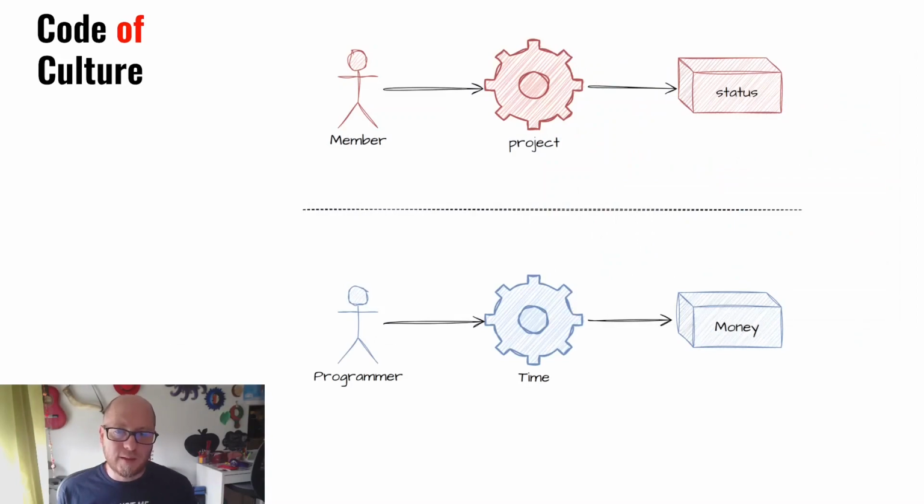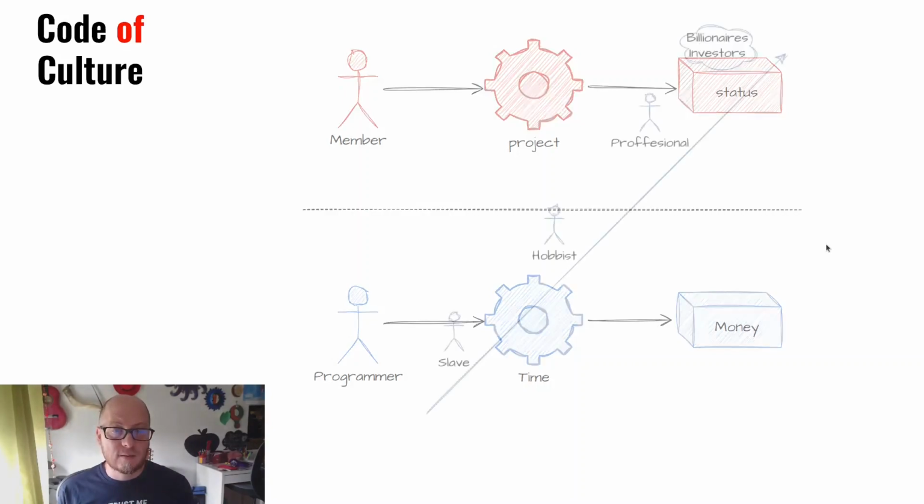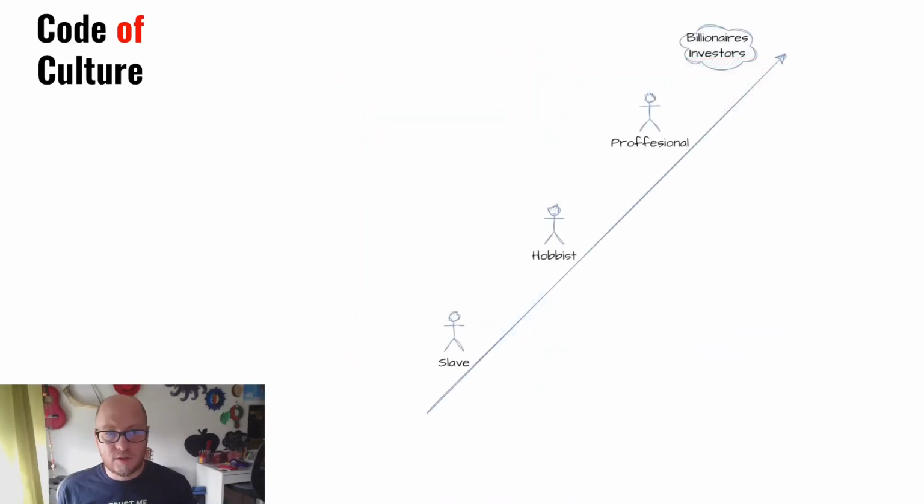In this new perspective, the open source ecosystem can be seen as a capitalist market, where programmers use their time as a means of production to create projects. Based on this, we can identify three new different social classes: professionals, hobbyists, and slaves. Professionals are programmers hired by companies to maintain and create open source projects. They are paid for their work and can make a living out of it.